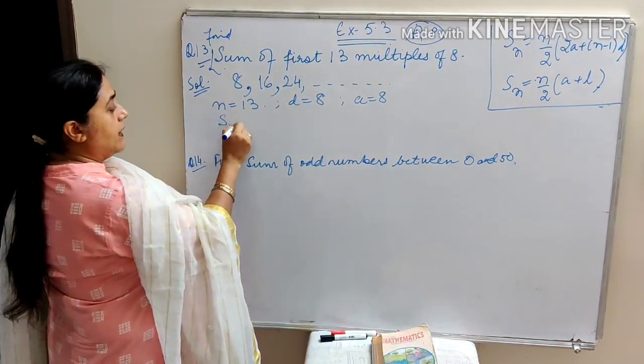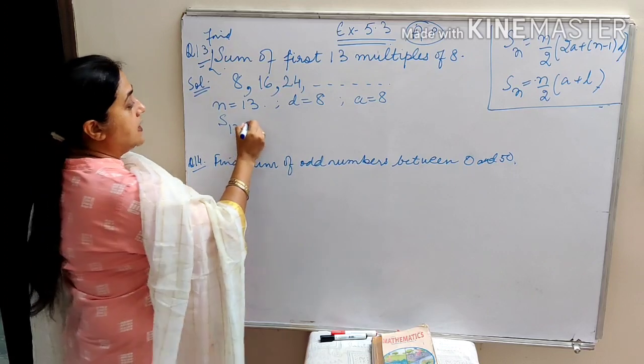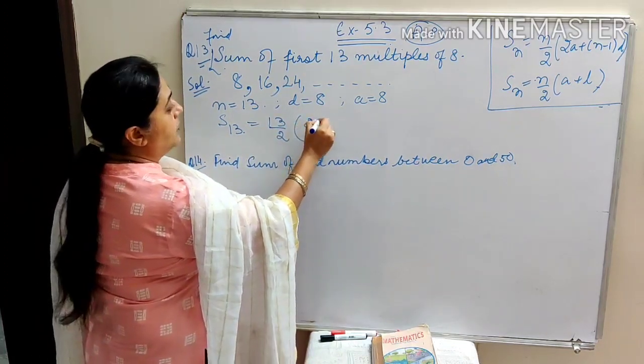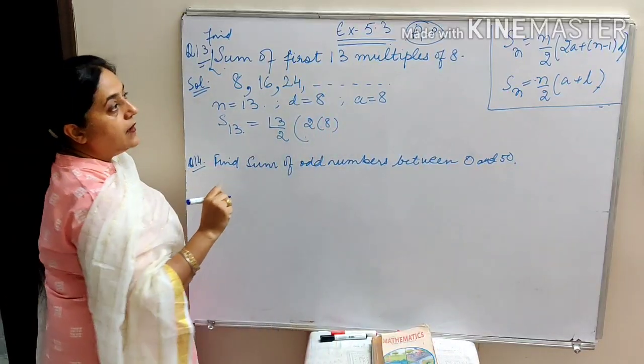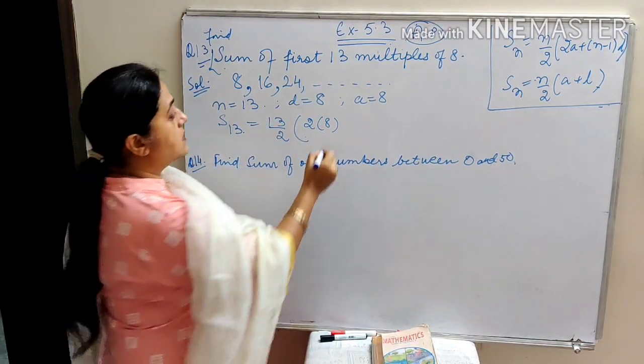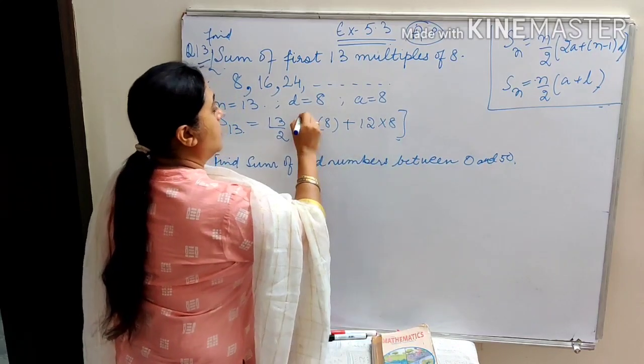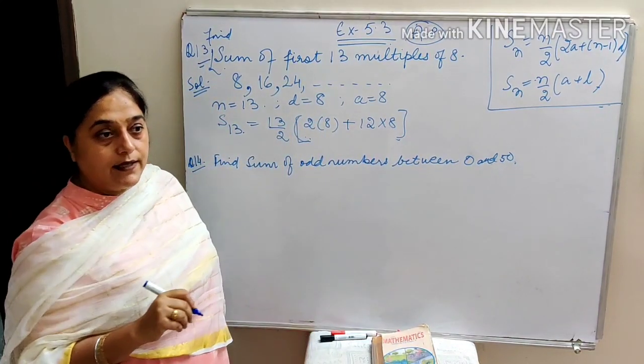So now you can find S13, which is equal to 13 upon 2 [2a plus (n minus 1) d], that is, 2 into 8 plus n minus 1, which means 12, into 8. Now you can solve it, right?